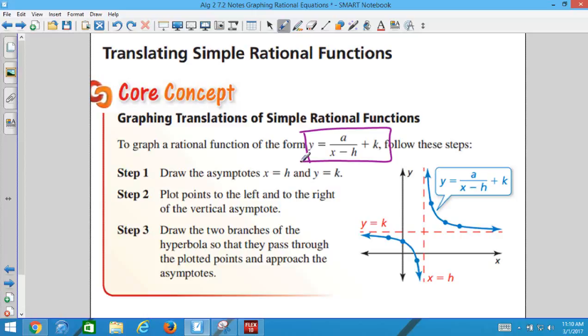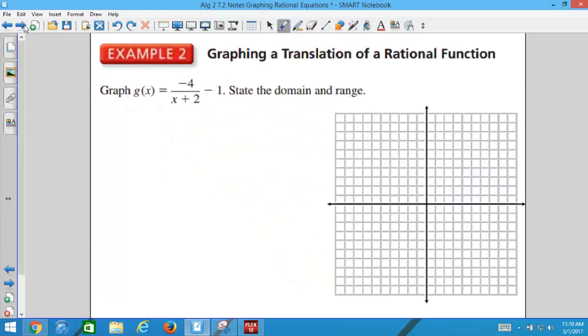And then out here we've got our plus k, that's the vertical. What is nice is you just apply those transformations to the asymptotes. You don't have to apply that to every single ordered pair. You just apply it to the asymptotes. So, what transformations are happening here? Left 2 and down 1. Translate.